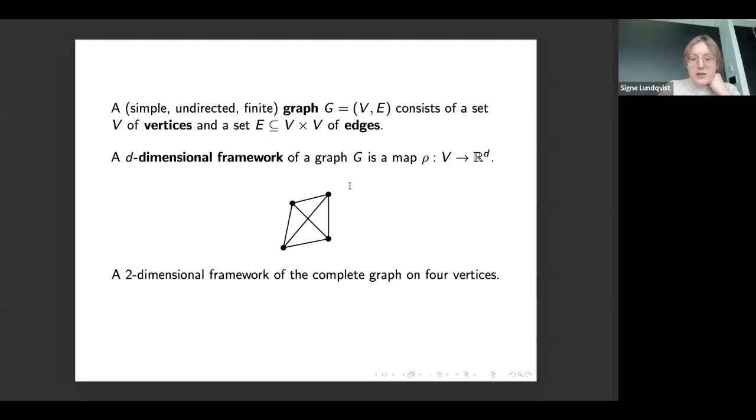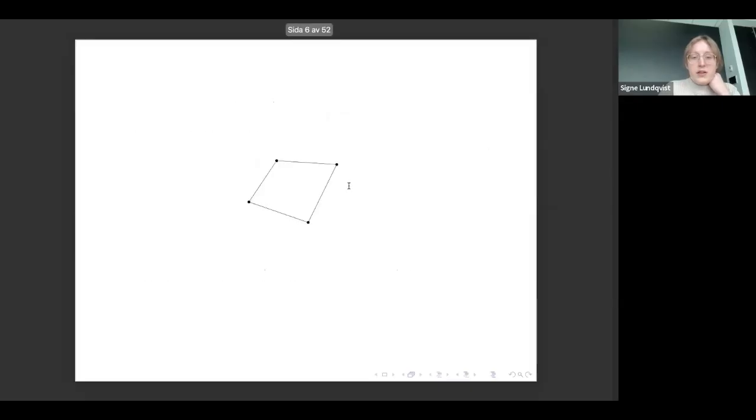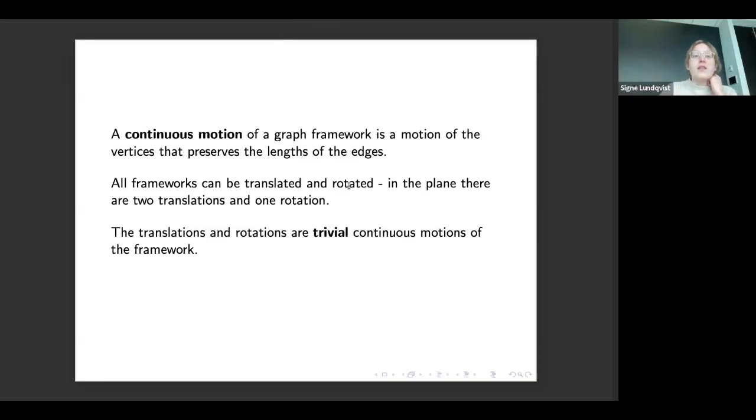And then what we're interested in is whether or not these frameworks are flexible. So this framework here of a square is flexible. And flexible means that it has a motion which preserves the edge lengths, but which is not just a transformation of the underlying space. So it's not a rotation or a translation. All right. So to repeat, a continuous motion of a graph framework is a motion of the vertices which preserves the edge lengths.